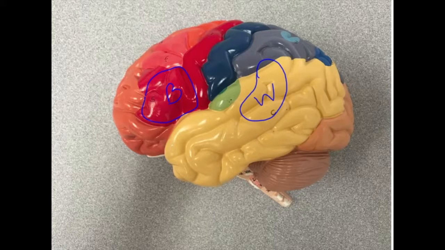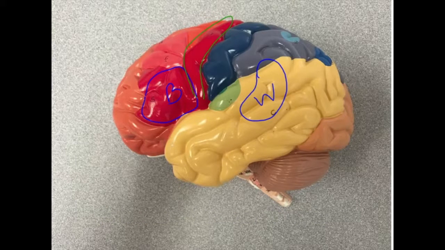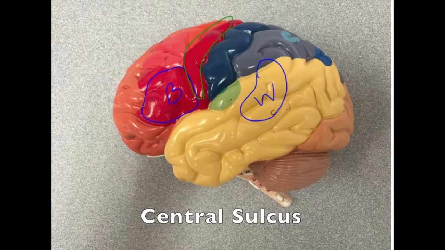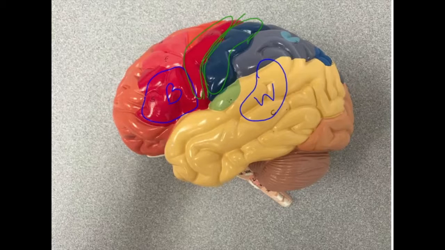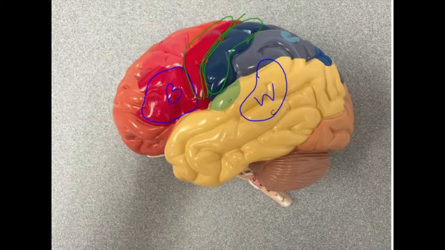You can also see in this view the primary motor cortex located here, which is also known as the precentral gyrus. Here you have your central sulcus, which is followed by the primary somatosensory gyrus. It is also known as the postcentral gyrus. Other areas of note are the auditory area located here and the cerebellum located here.